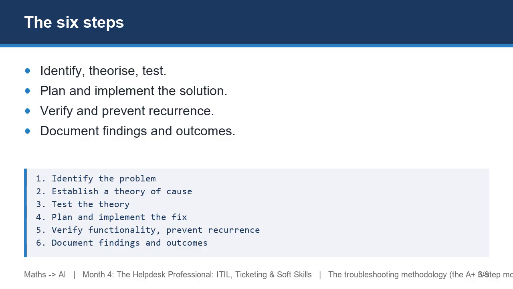Here's the whole model on one slide. Step 1. Identify the problem. Step 2. Establish a theory of probable cause. Step 3. Test that theory. Step 4. Plan and implement the solution. Step 5. Verify full functionality and apply preventive measures. And Step 6. Document your findings, actions, and outcomes. Memorize this order. It appears on the A+ exam, and far more importantly, it'll guide you through every ticket you ever work.